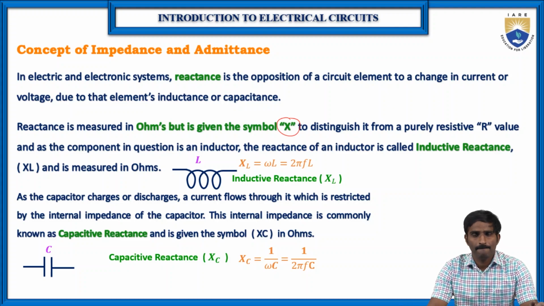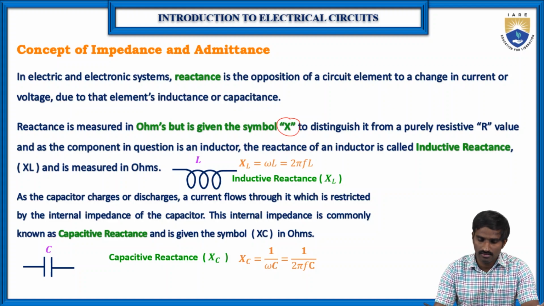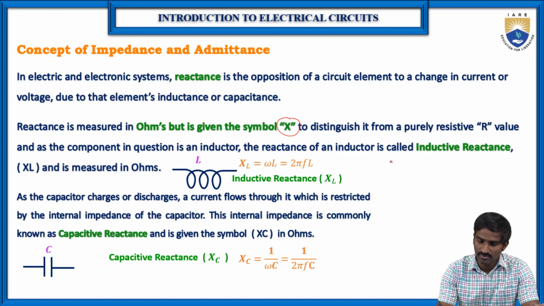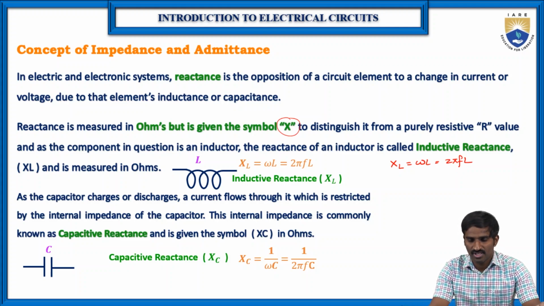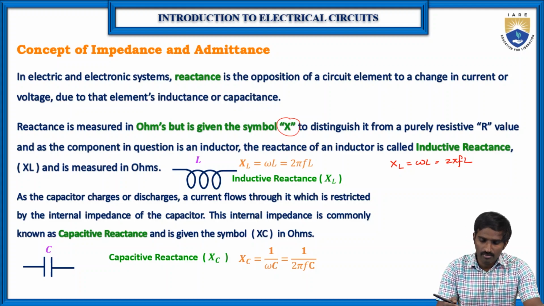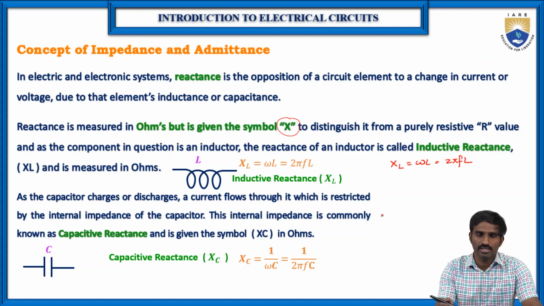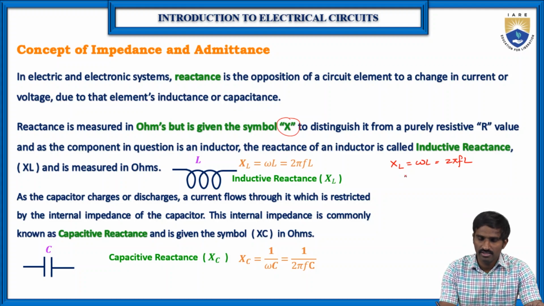Just now I mentioned that X is the common reactance, but if you want to indicate the inductive reactance, we represent it as XL. So XL is equal to omega L, or it can also be written as 2 pi f L, because omega is equal to 2 pi f. And similarly, when coming to the capacitor, the opposition of the circuit due to the capacitive element we call capacitive reactance, and it is represented by X suffix C.